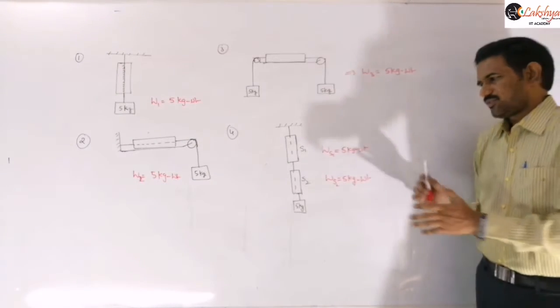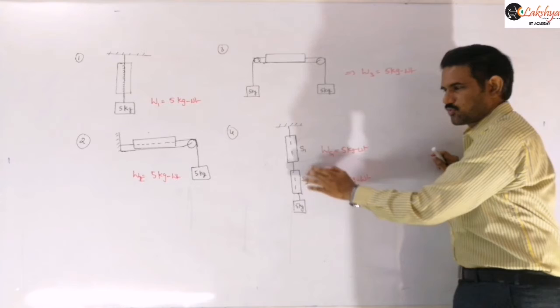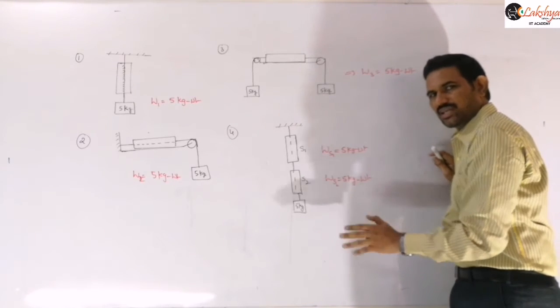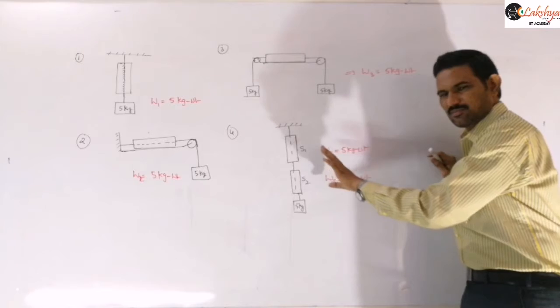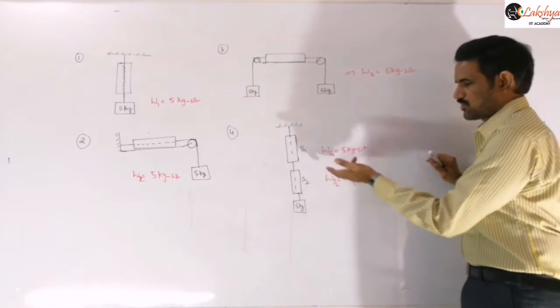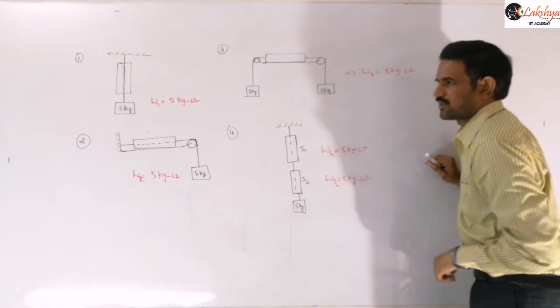Both will read the same weight here, because we are considering that these two are massless. If this had some mass, then definitely its reading would be greater than this value, because it has to balance the weight of S2 and the 5 kg also. But we are not taking that case here. These are massless springs, so this spring and this spring will show the same reading, right?